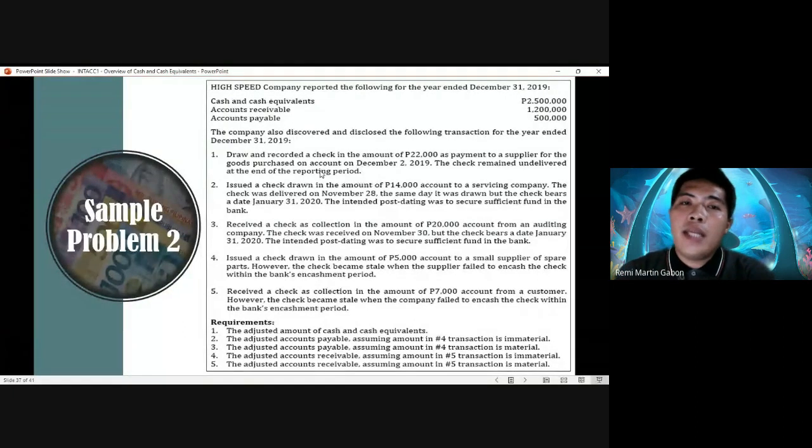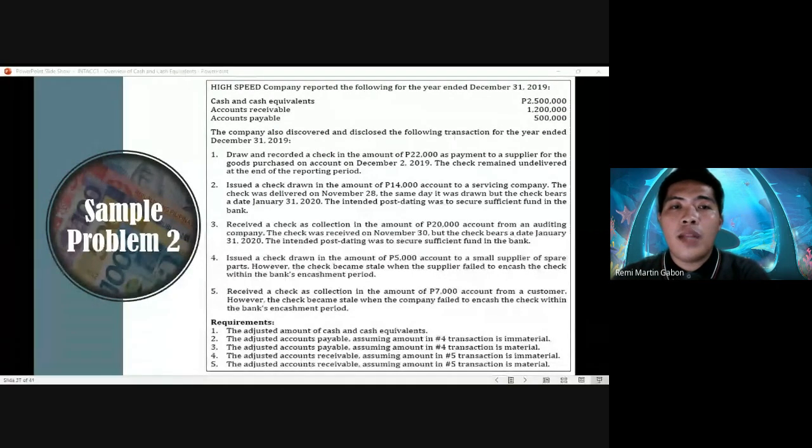The check remained undelivered at the end of the reporting period. So we are the one who issues the check. We record and draw the check but there is no delivery of the check to the supplier. Therefore, the supplier did not receive the check. So initially, our journal entry there, since it was recorded, we debit accounts payable and credit cash.